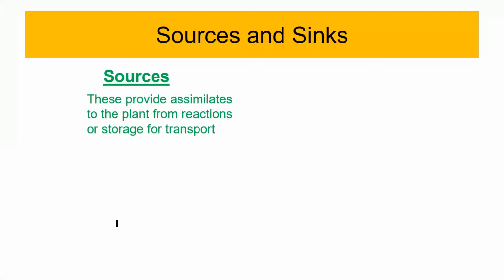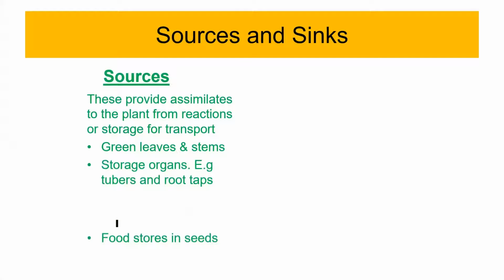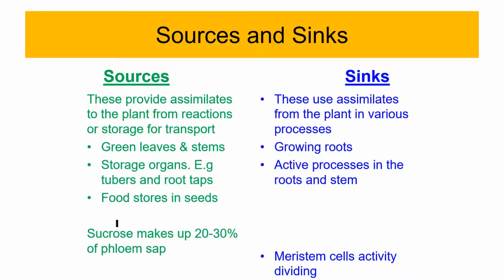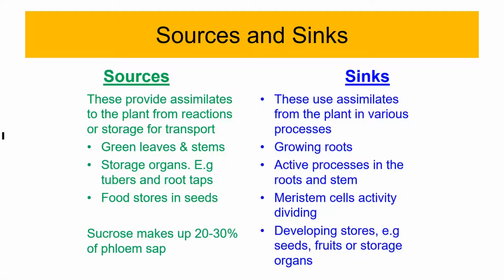All right then, so let's go to the examples of what can be a source and what can be a sink, right? So when we talk about the sources, these provide assimilates, and we need to remember two things: sucrose plus amino acids. Okay, so these provide assimilates to the plant from reactions or storage for transport. Okay, then what can be the sources? So definitely green leaves and stems.